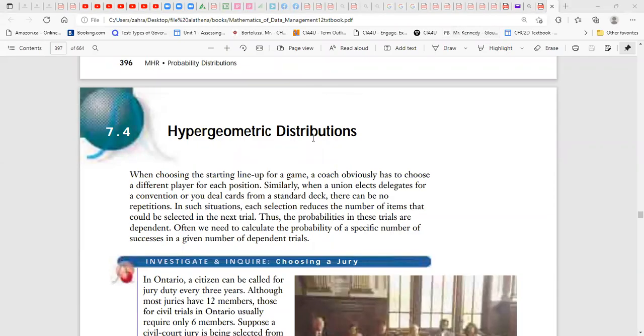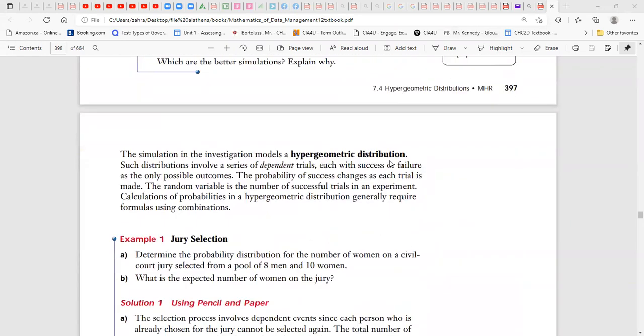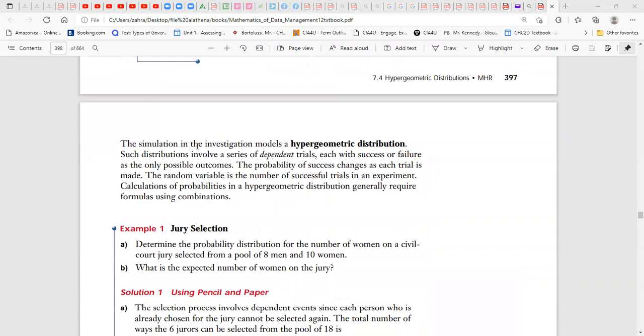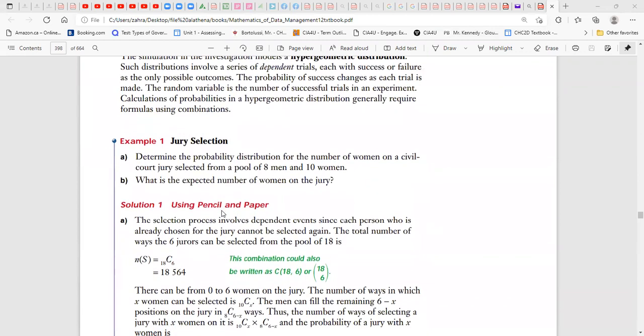7.4 Hypergeometric distribution. Let's just look at this question. The probability of success changes as each trial is made. The random variable is the number of successful trials in the experiment, and most of the questions need using combination.